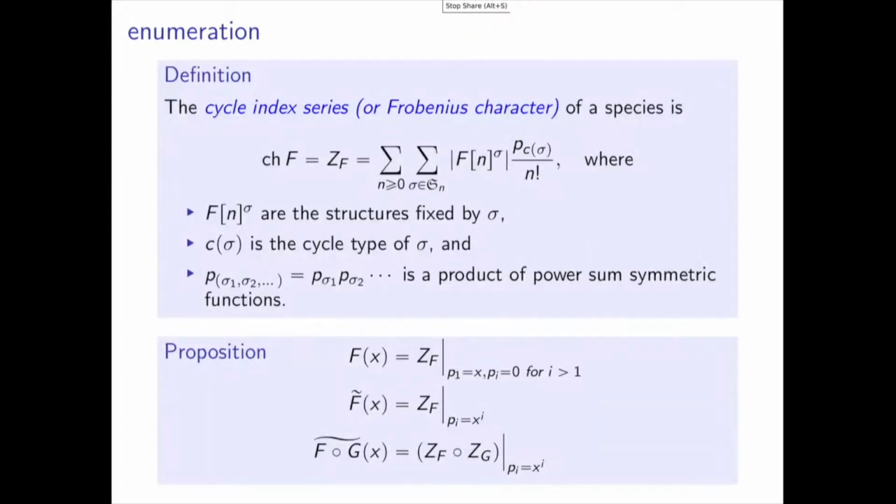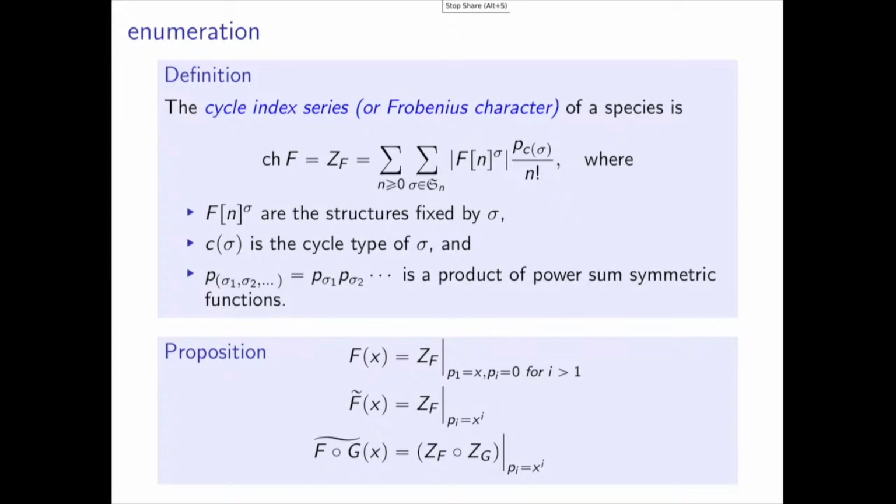And this is the so-called Frobenius character or cycle index series, which is, if you know some representation theory, just when you go from representations of the symmetric group to Schur functions. That's exactly what's happening here. So it's a complicated definition, and I don't expect you to memorize it here. The best way to find out is to do some representation theory, actually.